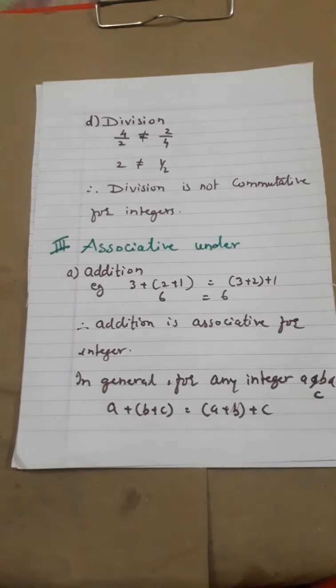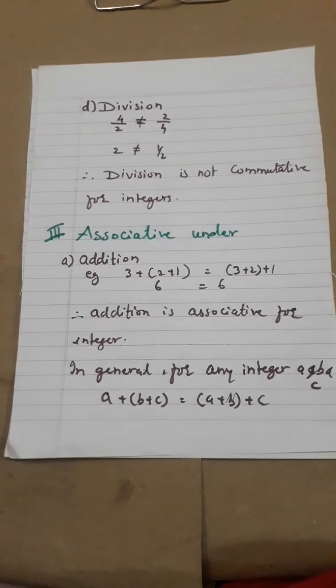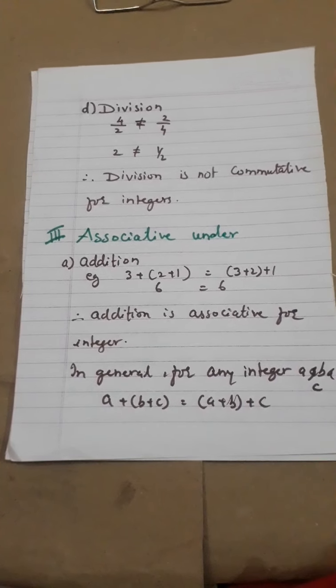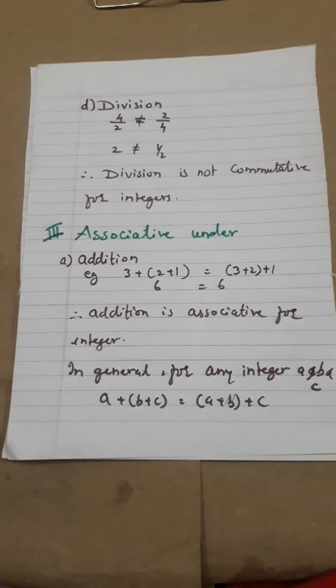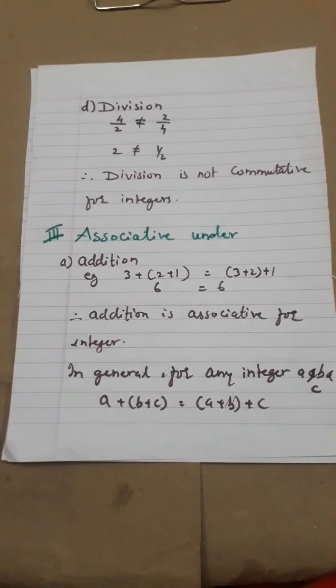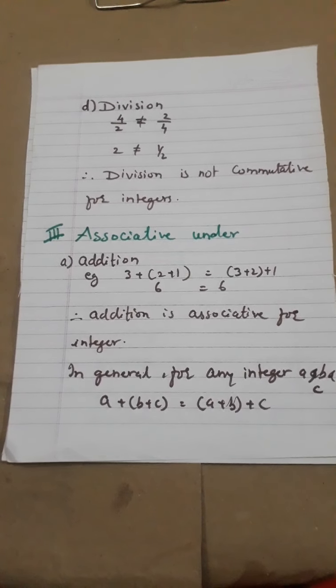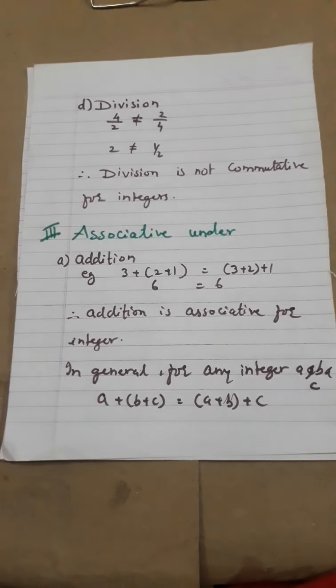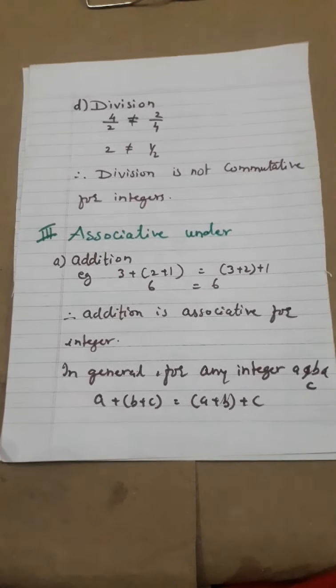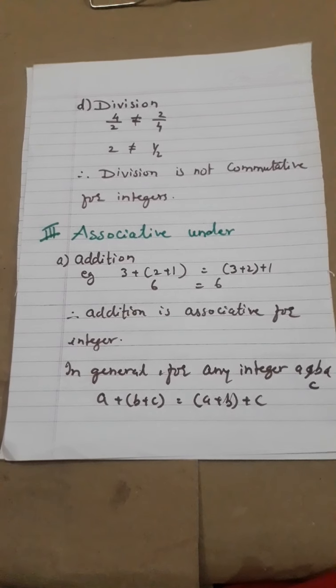Students, let's go with division. 4 divided by 2, will it be equal to 2 divided by 4? No. 4 divided by 2 gives you the answer 2 and 2 divided by 4 gives you the answer 1 by 2, which are not equal. So we can say division is not commutative for integers.